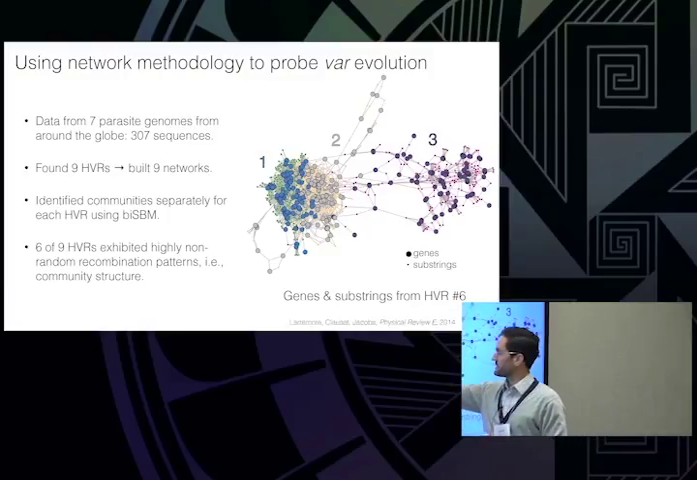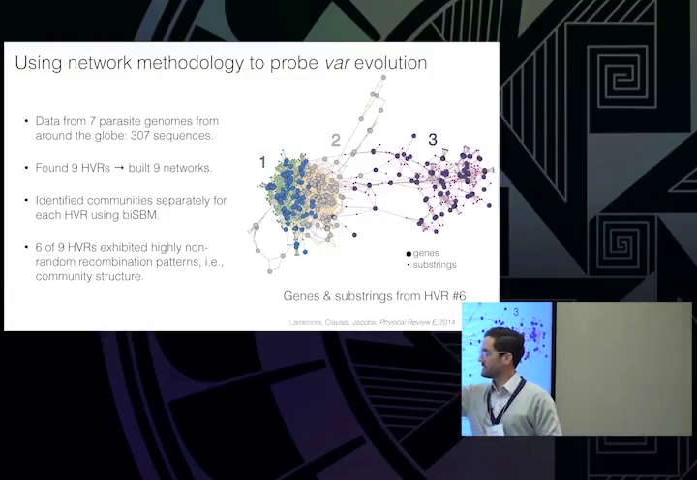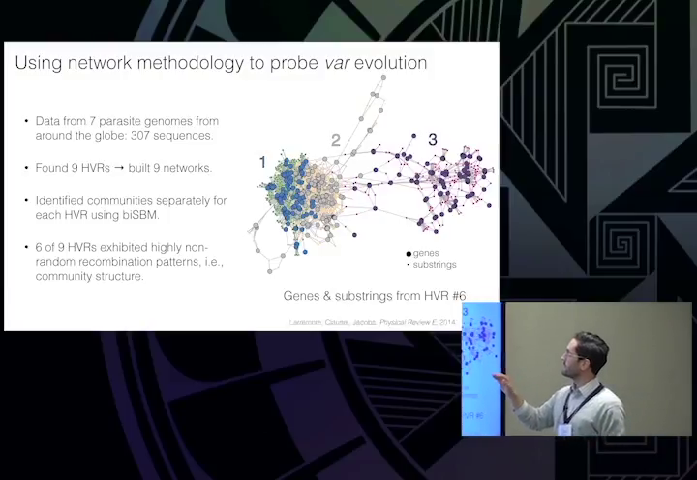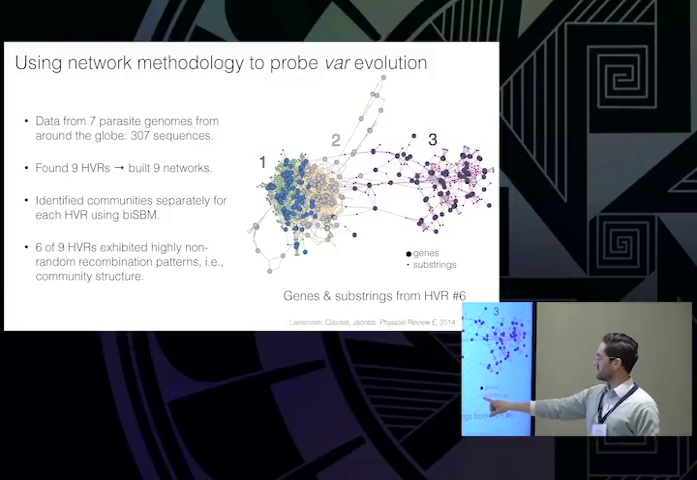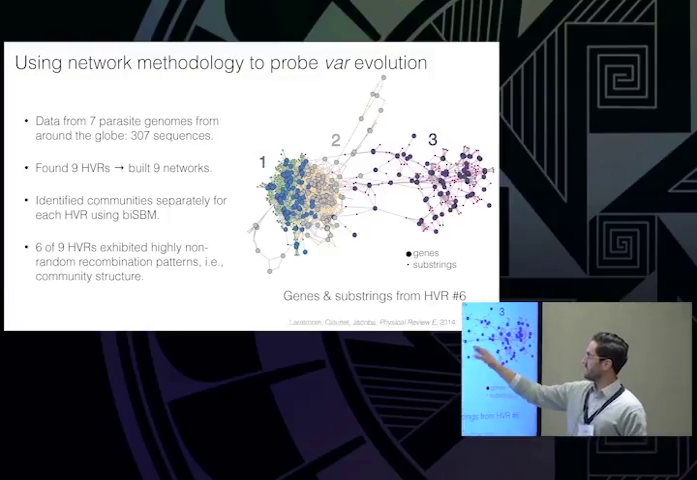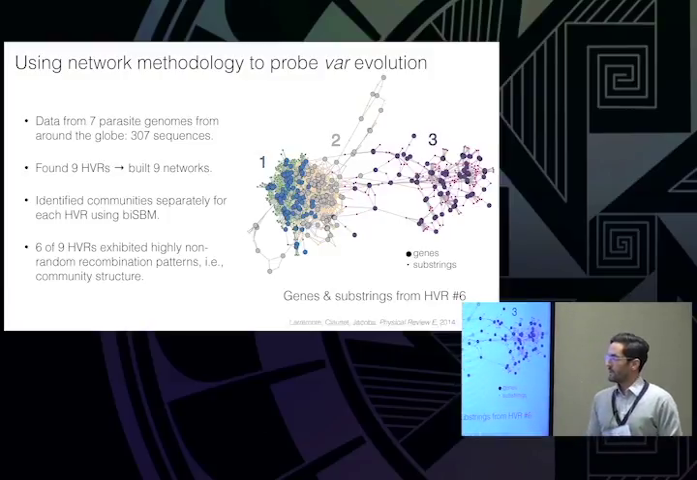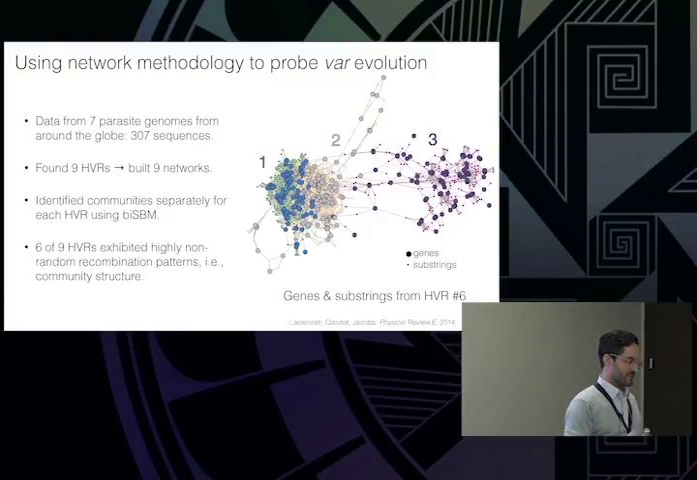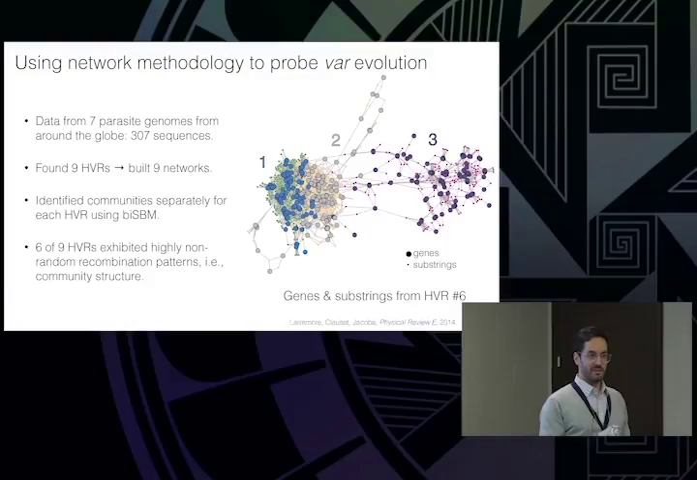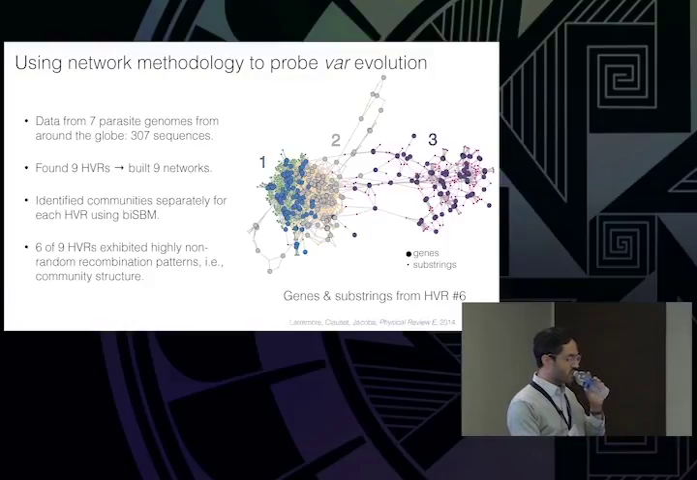We identified communities separately for each highly variable region using the bipartite stochastic block model. An example of this is shown here. The genes are the big circles, the small circles are the substrings, and you can see we divided here into 3 groups. 6 of the 9 highly variable regions exhibited highly non-random recombination patterns. In other words, they actually had some community structure there. 3 of the 9 had no discernible community structure.